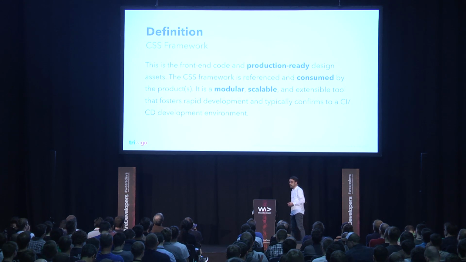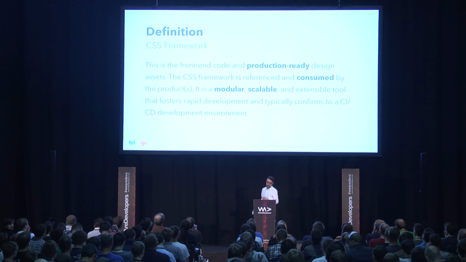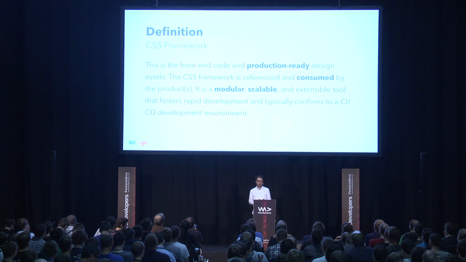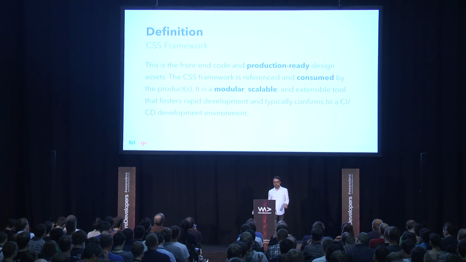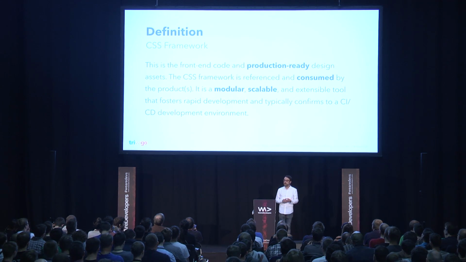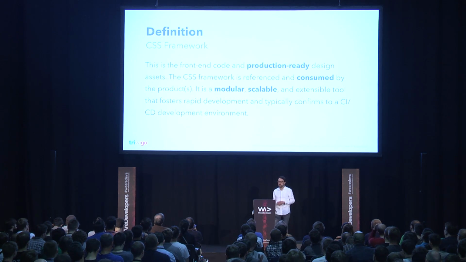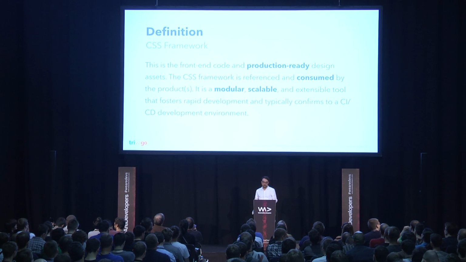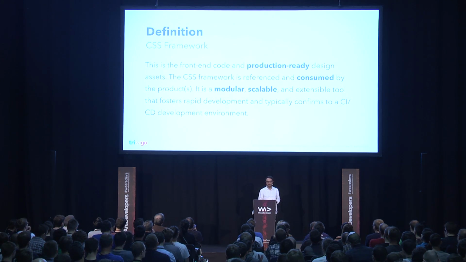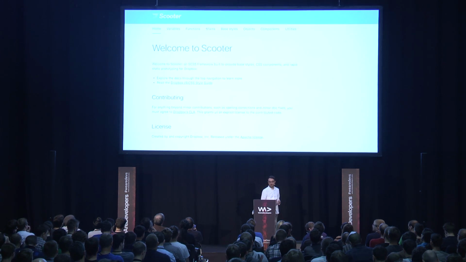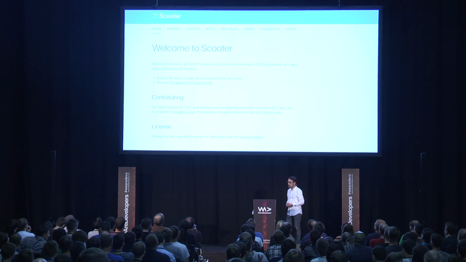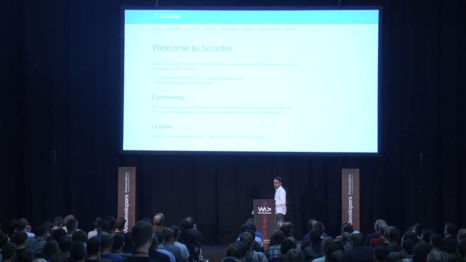Let's start with a few definitions first. A CSS framework, I hope most of you know what a CSS framework is. It is production-ready assets which can be consumed by the product. Normally they are modular, scalable, and you can basically integrate them very easily in a continuous integration environment. Scooter from Dropbox is a very good example of a CSS framework.